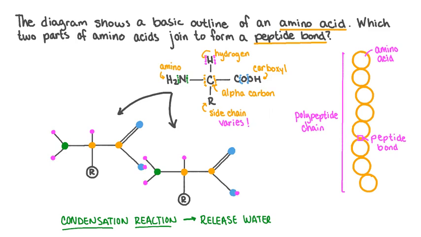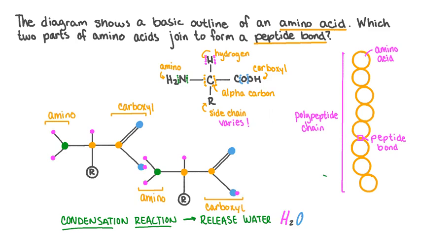to be released. In order for a water molecule to form, 2 hydrogen atoms and 1 oxygen atom must be released. The carboxyl group of one amino acid contributes a hydrogen and an oxygen, and then the amino group of the other amino acid contributes the second hydrogen. 1 molecule of water is released, and the bond that forms between the amino acids is called a peptide bond.